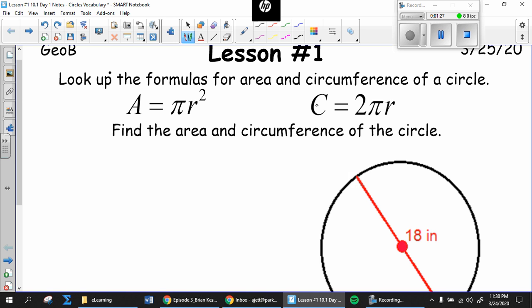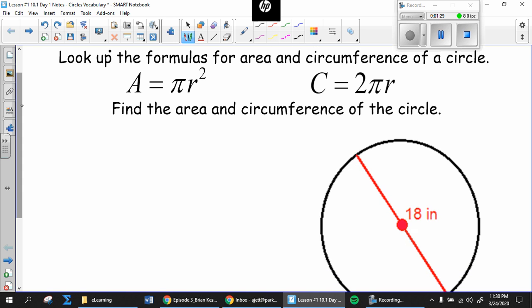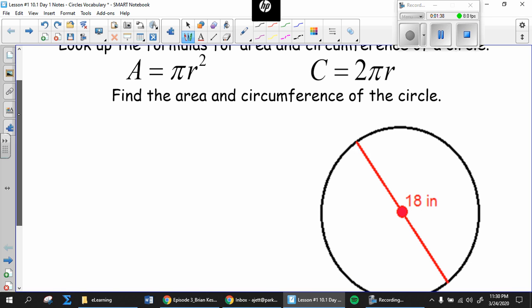For right now, we're just going to look at pi. We know that's approximately 3.14. You have a pi button in your calculators that gives you a more exact number for pi. For now, we can approximate and use 3.14 whenever we need to. If I want to find the area and circumference of the circle, this is telling me the distance all the way across is 18. So the radius is half of that, which is 9.